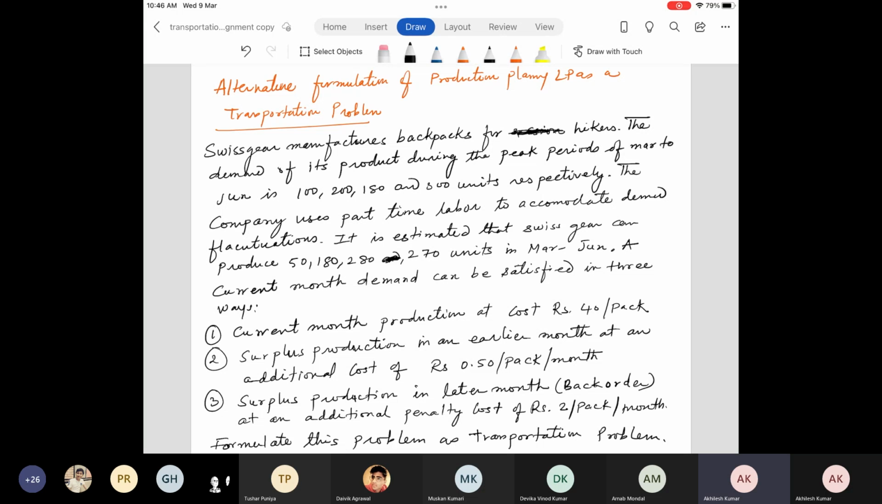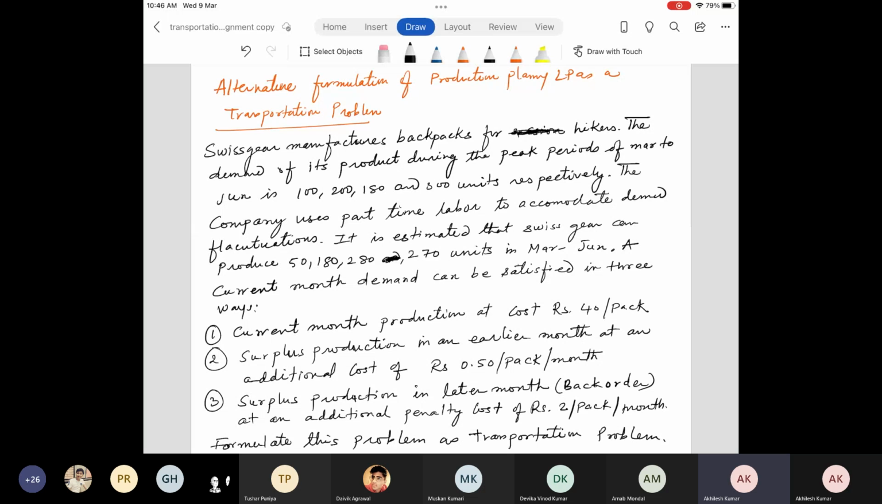So this problem, there's this backpack manufacturer Swiss gear. It has demand for the next 4 months, March to June, as 100, 200, 180, and 300 units. The company uses part-time labor to accommodate the demand fluctuation, so they do not need to keep the same amount of labor. Some fixed employees and some part-time. Also, it has estimated that it can produce 50, 180, 280, and 270 units in March to June. That is, with whatever they have right now, they can produce this much.